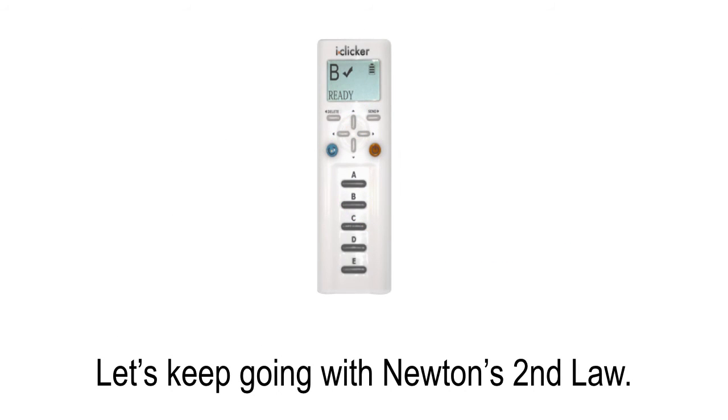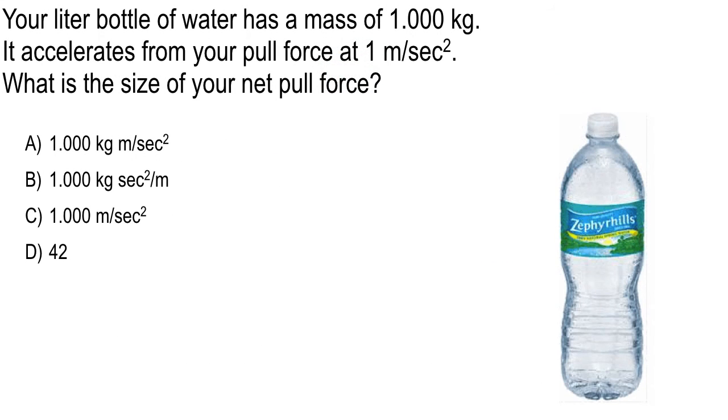Newton's second law. Let's do another quicker question. Your liter bottle has a mass of 1.00 kilograms, which is pretty good. If it's a liter of water, that's 1,000 cubic centimeters. That's about a kilogram, 1,000 grams. And you put a pull force on it such that your acceleration is 1 meter per second squared. What's the size of your pull force?